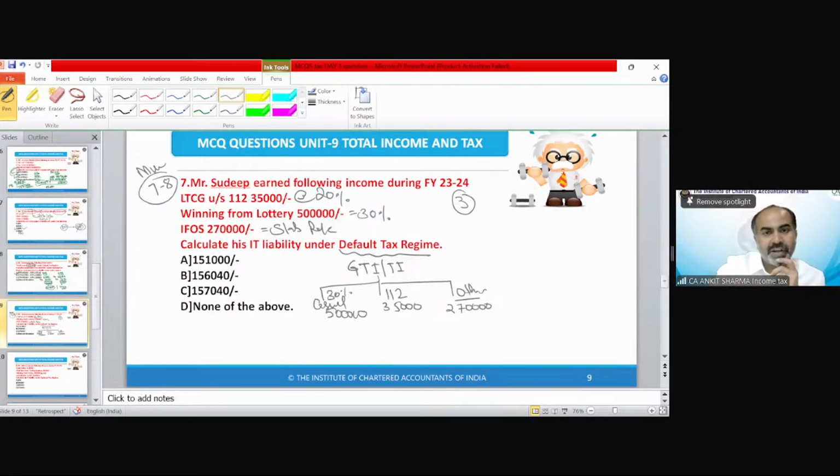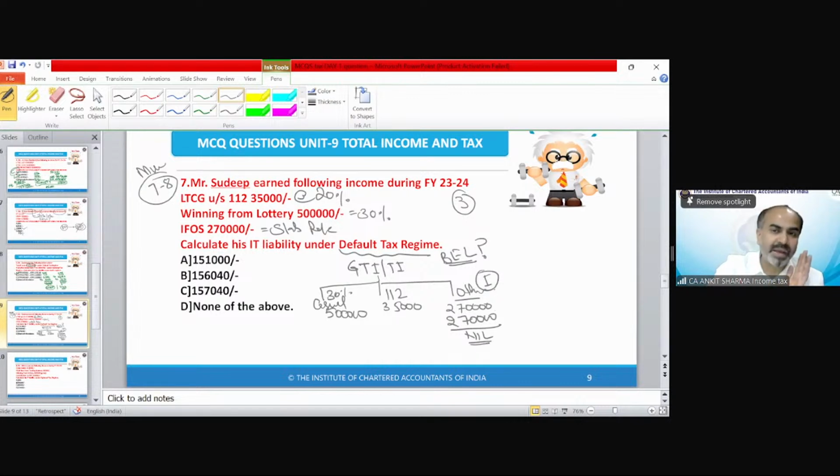Now we are following default tax regime. What is the basic exemption limit under default tax regime? Who will tell me the answer? 3 lakh. Of course, we all know that. Very nice. So out of this 3 lakh, 270 will be exhausted over there. First, we will give the benefit to this income. So the income would be nil. So there would not be any tax on this other income.